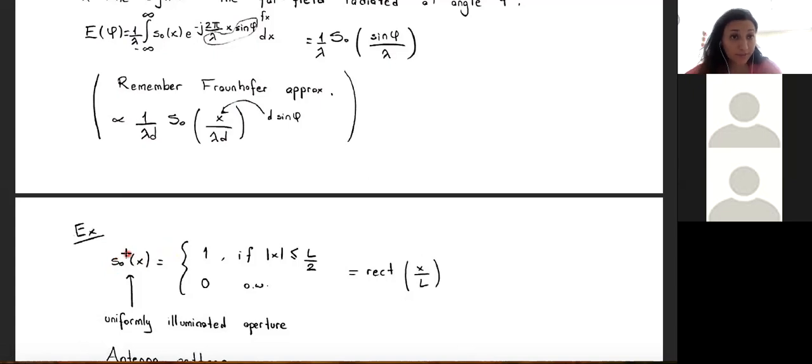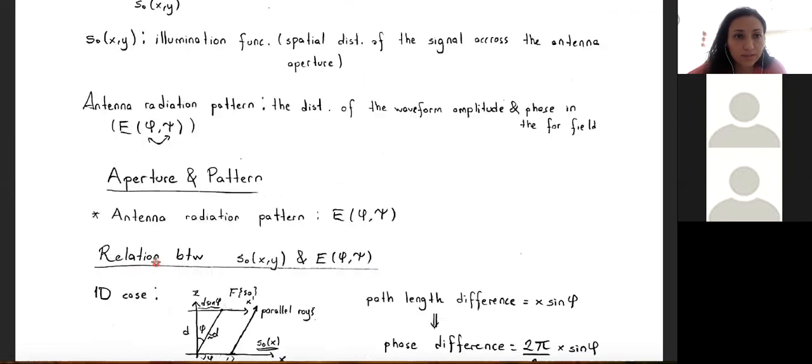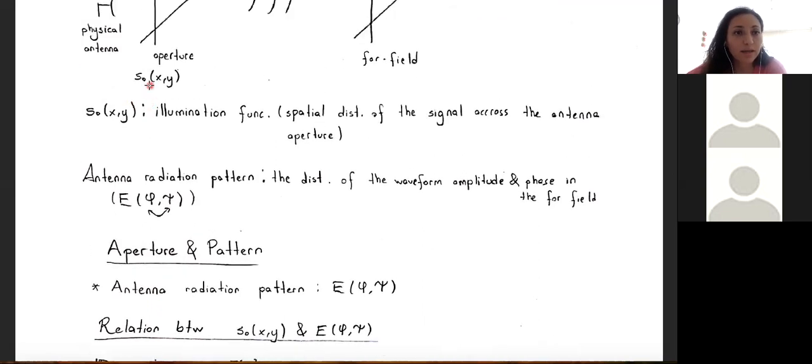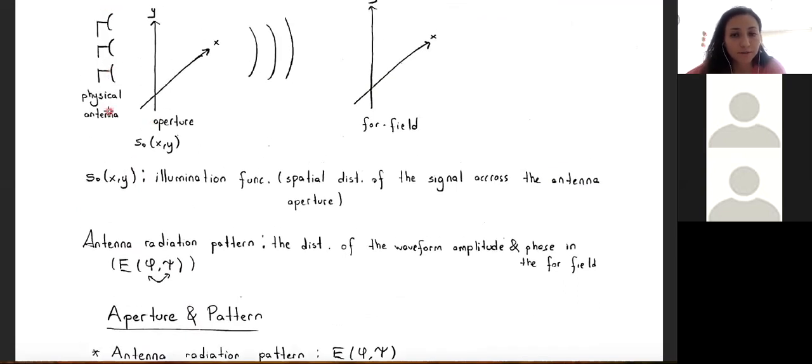If someone designed such an antenna, then s_ray(x) is equal to a constant, let's say 1, within its physical aperture. Let's say the aperture length is L. So from minus L over 2 to plus L over 2, the illumination function takes value 1, and 0 otherwise. So we have uniform illumination within the physical aperture of the antenna. That's how the antenna is designed. Here I should mention that s_ray(x), or in the 2D case s_ray(x,y), is something designed by the antenna designer. This illumination function is something you form yourself by picking your antenna structure or antenna design.